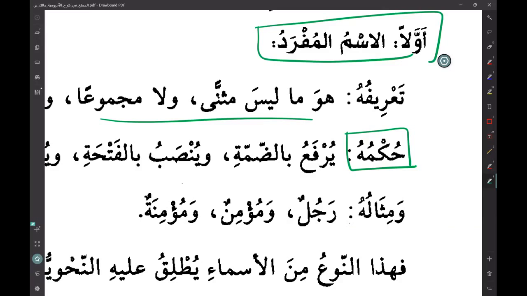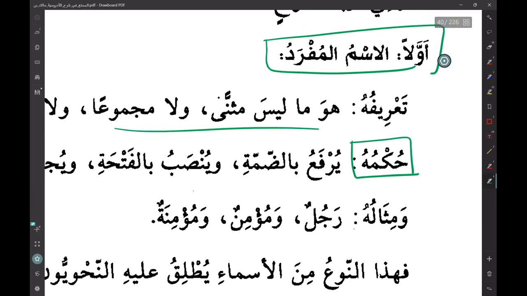Remember, every type of noun that we are learning, we also have to know how we do i'rab. We learned what is the manqus. We also know how to do the i'rab of the manqus. We learned about maqsur. We also know how to do i'rab of the maqsur. Mamdud, I left it for a different topic. I told you the mamdud, inshallah, we will do i'rab when we talk about mamnu' min as-sarf. But here, now we have to know how we do i'rab of the singular noun, mufrad.